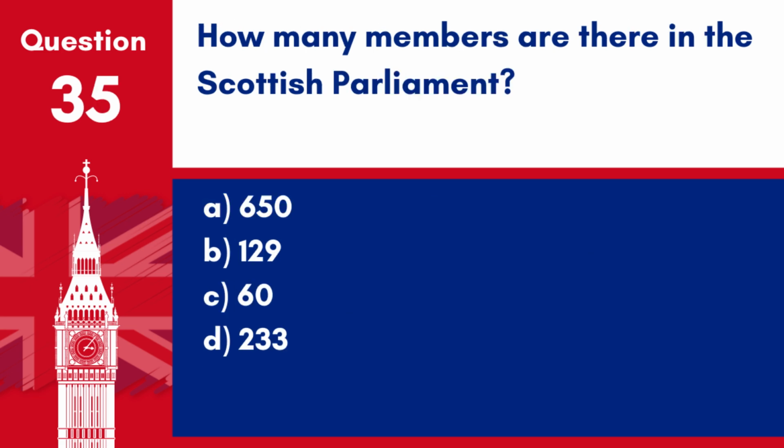Question 35. How many members are there in the Scottish Parliament? A. 650. B. 129. C. 60. D. 233. Answer: B. 129. The Scottish Parliament is composed of 129 members of the Scottish Parliament, MSPs.